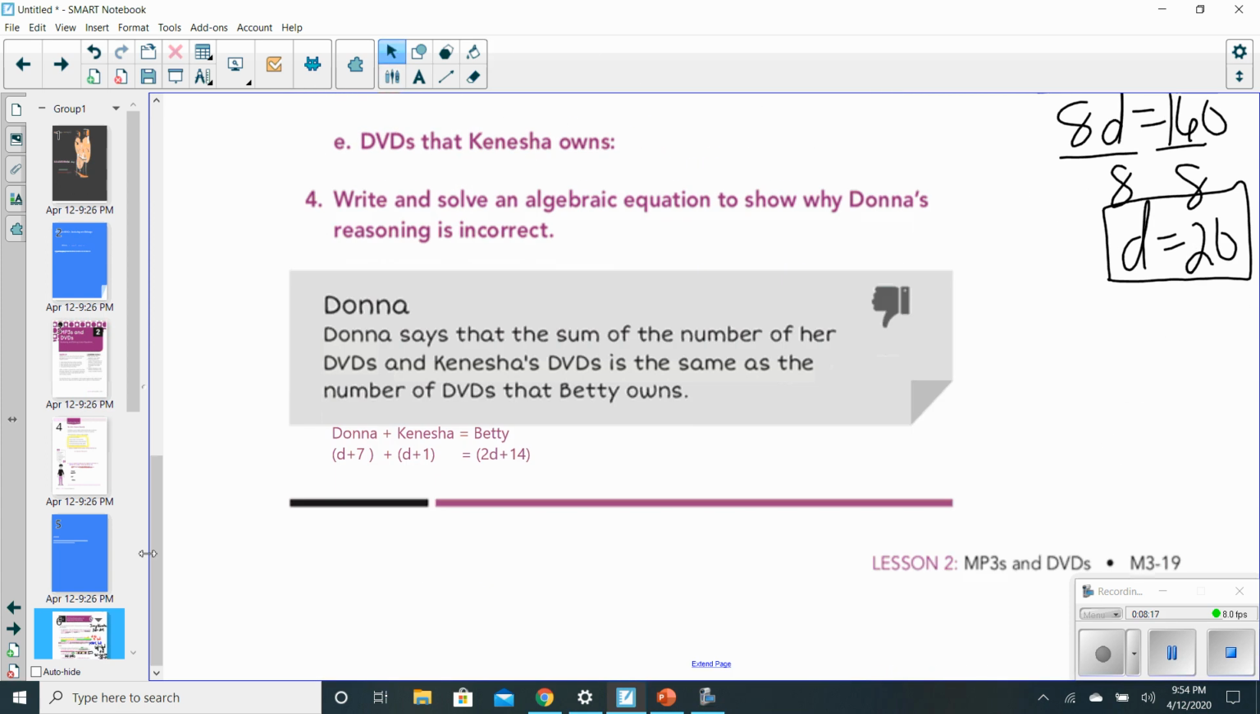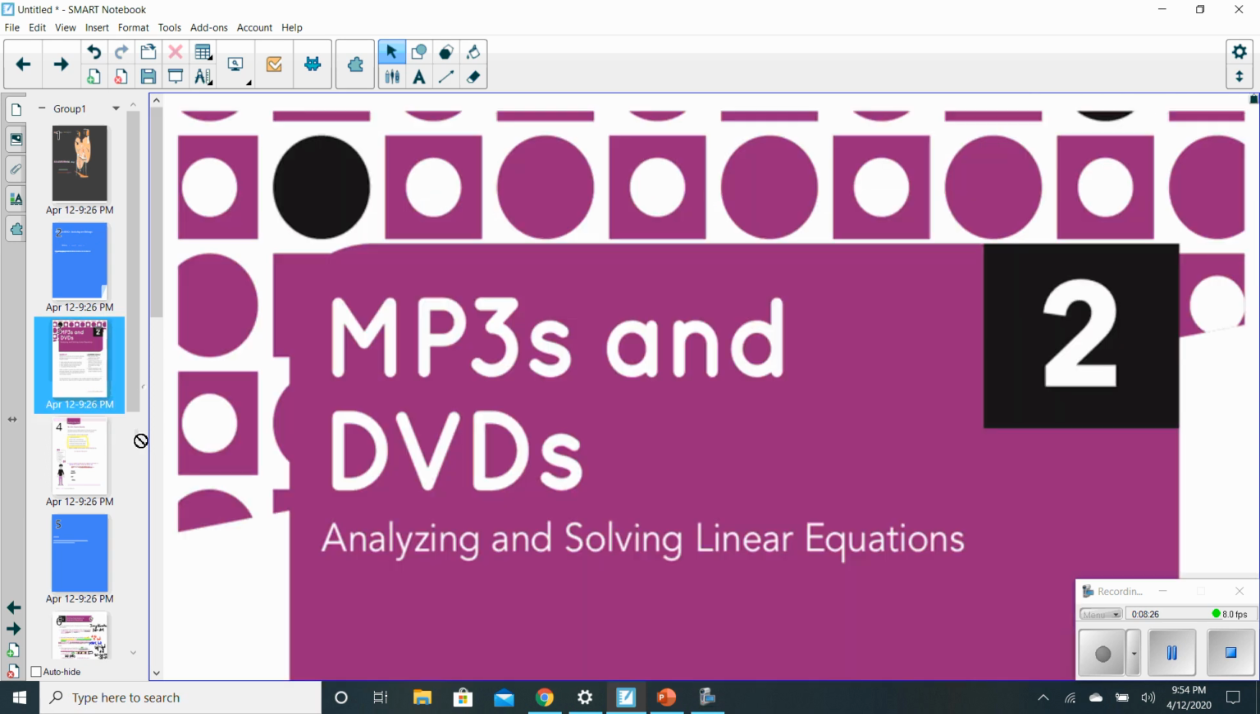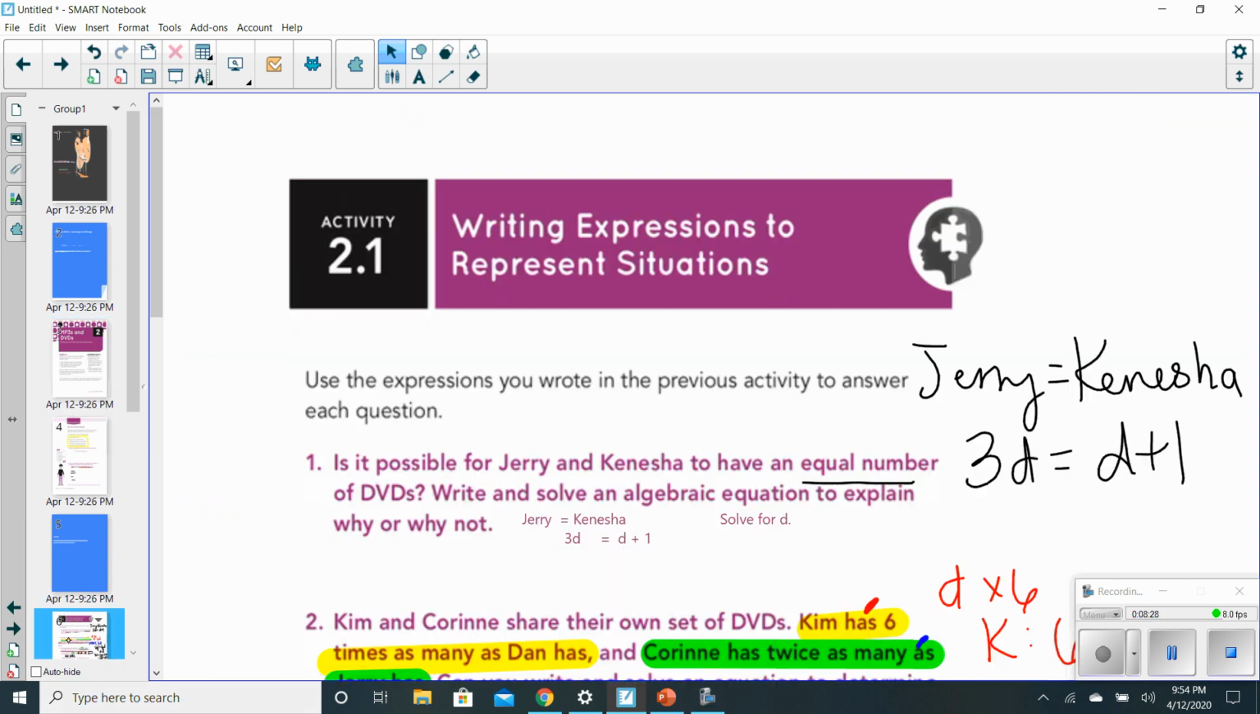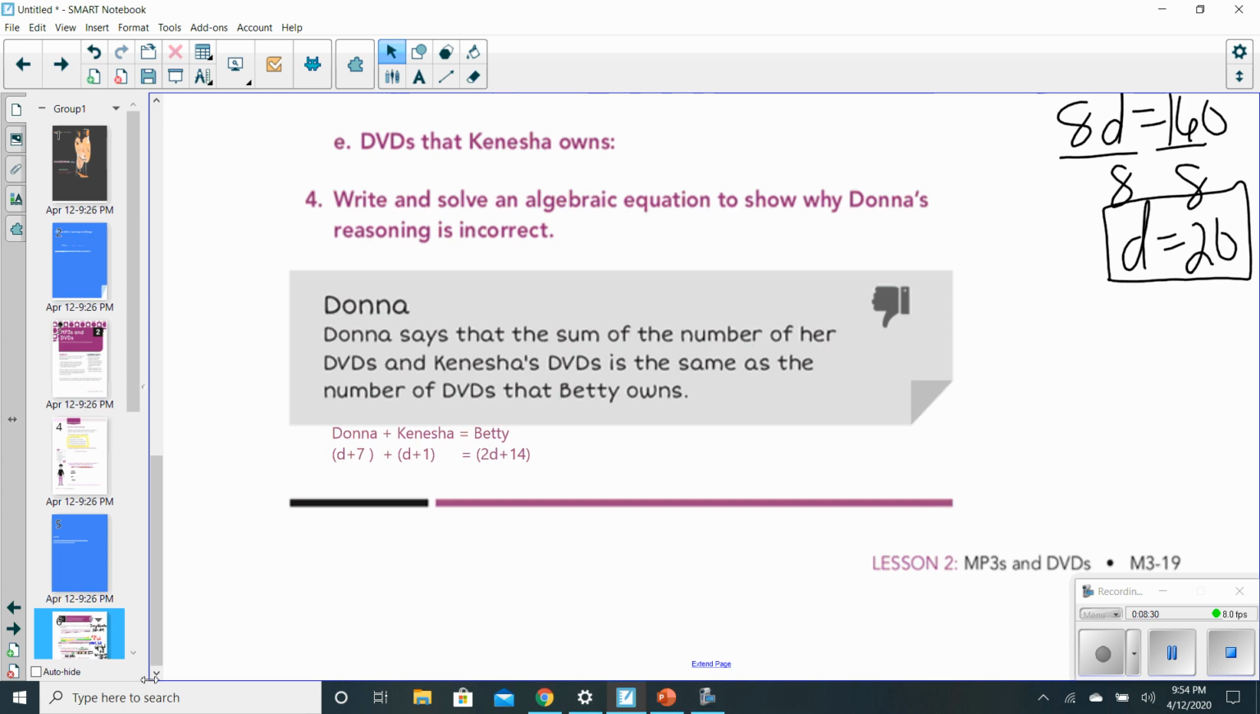And then number 4, you need to write and solve an algebraic equation to show why Donna's reasoning is incorrect. So this one is one that we want you to take some time and look over yourself and see if you can explain why she was incorrect with her work.